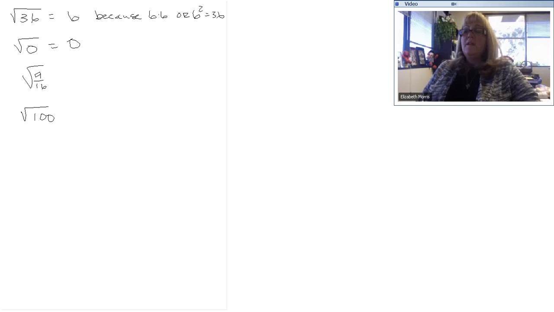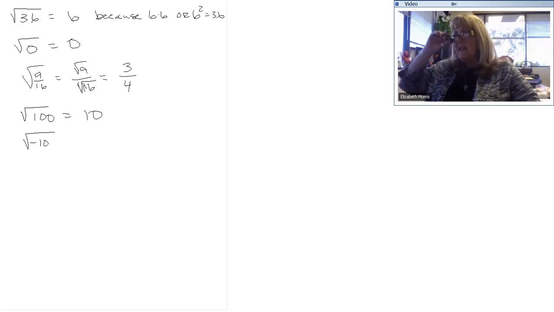0. Now, with a fraction, you just separate it. Okay? So you have the square root of 9 over the square root of 16. 3 times 3 is 9, so that's 3. And 4 times 4 is 16, so it's 3/4. What's the square root of 100? 10.